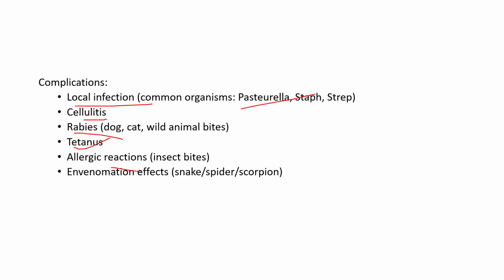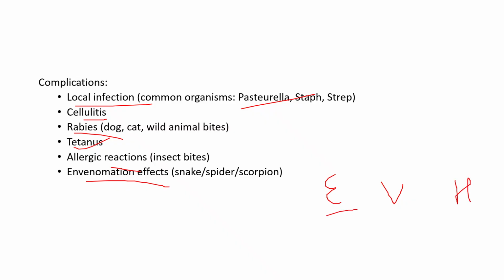Then there can be allergic reactions, especially with insect bite. There can be insect bite reactions and envenomation effects, especially with snakes, spiders, scorpion. With scorpion bite, you can have anaphylaxis. Snake bite, just like we told, there are three main types: Elapidae, Viperidae, and Hydrophiidae. Hydrophiidae are the sea snakes.